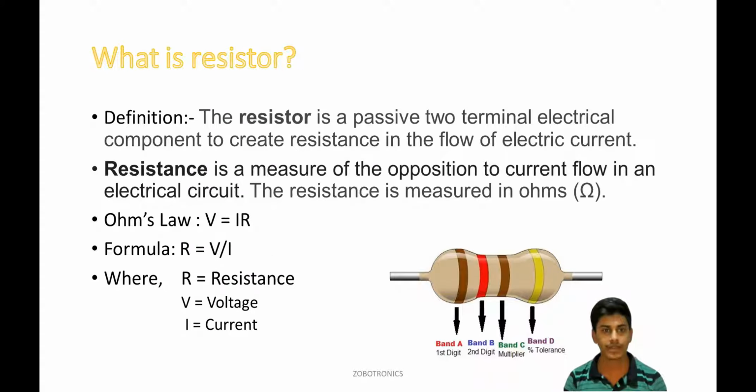So what is a resistor? A resistor is a passive two-terminal electrical component to create resistance in the flow of electric current. It creates a resistance in the flow of electric current, and you may think, what is resistance? Resistance is a measure of the opposition to current flow in an electrical circuit. It is measured in ohms, and here the symbol of ohm is displayed.